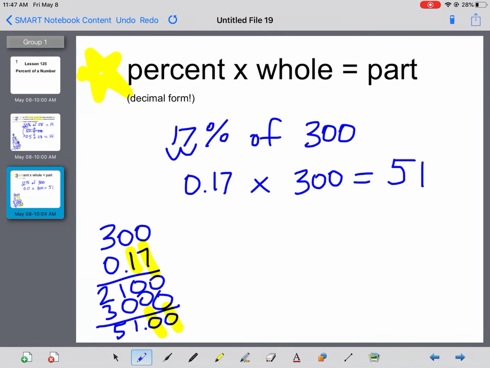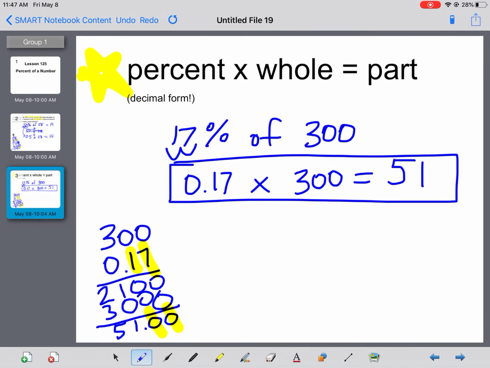Keeping in mind your knowledge of how multiplication works, make sure that you are setting up your equations where you take your percent, put it into its decimal form like we did a few days ago, and then multiply it by the whole number, and then you should come to your correct answer.